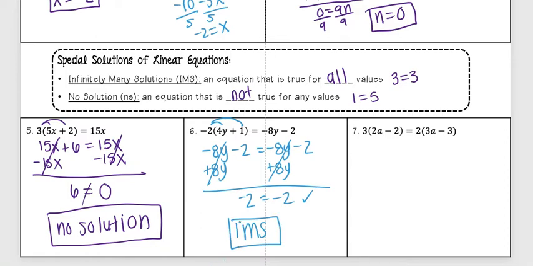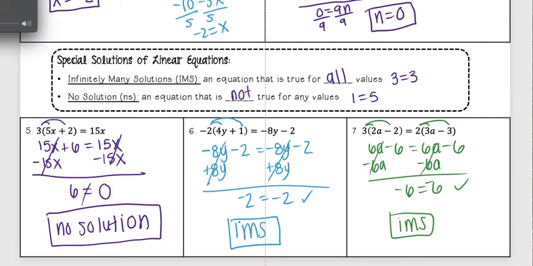Okay, go ahead and pause the video, and I want you to try that last one on your own. So for that last one, you should have gotten infinitely many solutions as well. When we get to the end, we end up with a true statement, -6 equals -6. You could also stop at this point because I see I have the same thing on both sides of the equation, but it's okay if you don't see that right off.